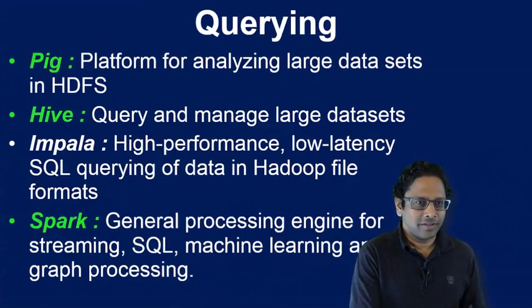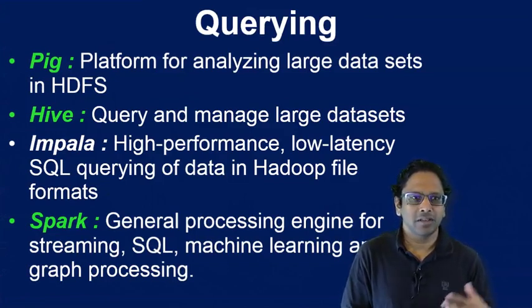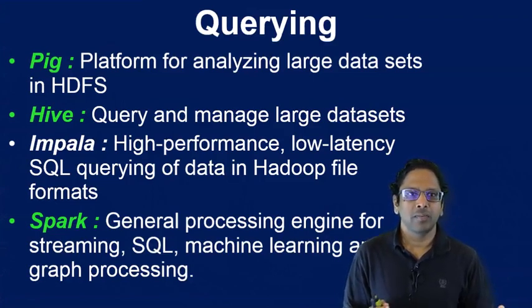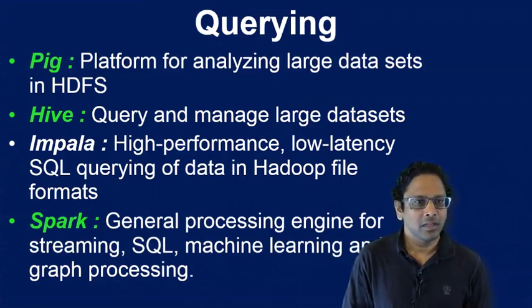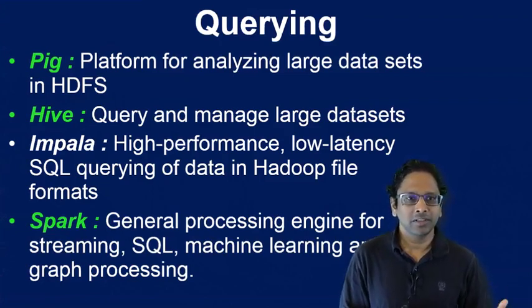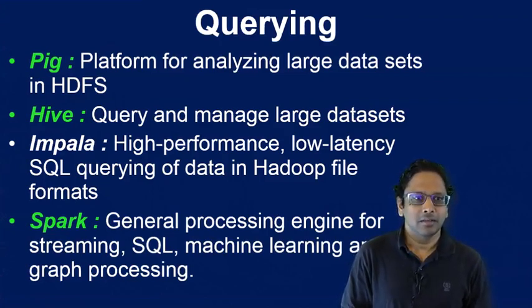As I mentioned, once you have the data, there's a lot of querying and managing applications. Pig is a platform that lets you analyze data sets in HDFS, and it has its own high-level language that lets you do this easily. Hive lets you query and manage large data sets in HDFS or in HBase, and it has a SQL-like interface. Impala is another SQL-like interface, with high performance and low latency. This comes from the Cloudera stack. And Spark is a general processing engine that lets you do streaming, SQL, machine learning, graph processing. It's pretty versatile and also lets you do more complex workflows very easily.